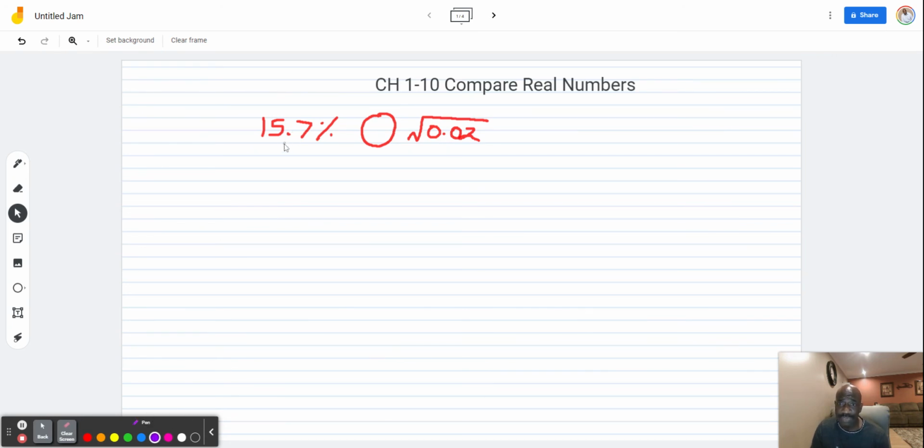So the first thing I know is that 15.7 as a percent, I got to take my decimal point and move it 2 places to the left in order to just have a decimal. So I'm going to have 0.157. That's how I convert my percent to a decimal. I move my decimal point 2 places to the left, which is the same as dividing by 100.